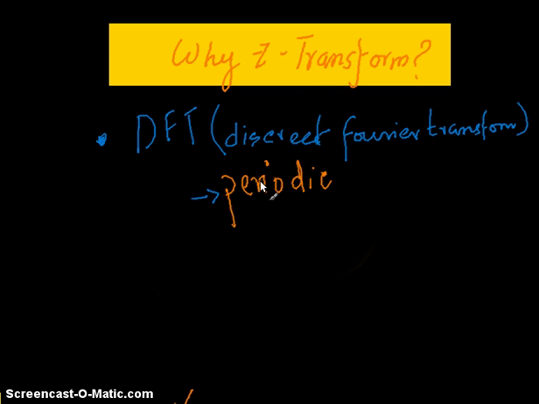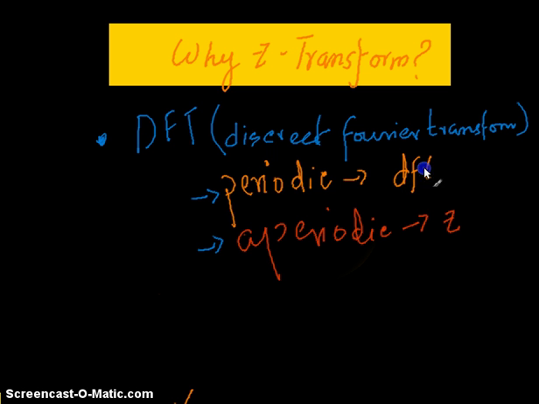Once again, repeating the point: we use Z transform instead of the discrete Fourier transform because DFT is for periodic signals, while Z transform is for aperiodic signals. So we use Z transform because we cannot use DFT. Let's move on to the next point.